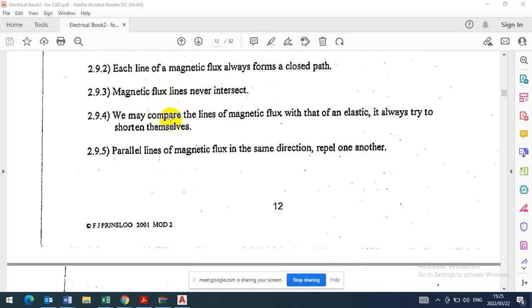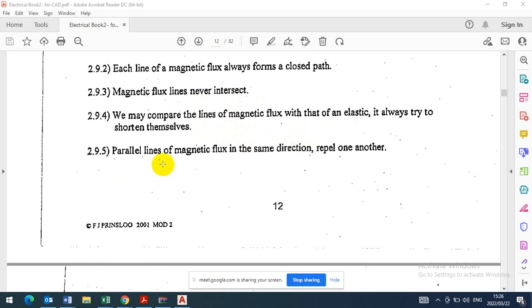Then we may compare the lines of magnetic flux with that of an elastic. It's always trying to shorten itself. You know, if you take an elastic band, you try to stretch it, and once you let go, it goes back. So that's what they say, that lines of magnet are like an elastic band. As long as there's a magnetic field or there's a magnet, it will always be around it. But if you remove the magnet, it's going to collapse. So it can expand or collapse, like an elastic band.